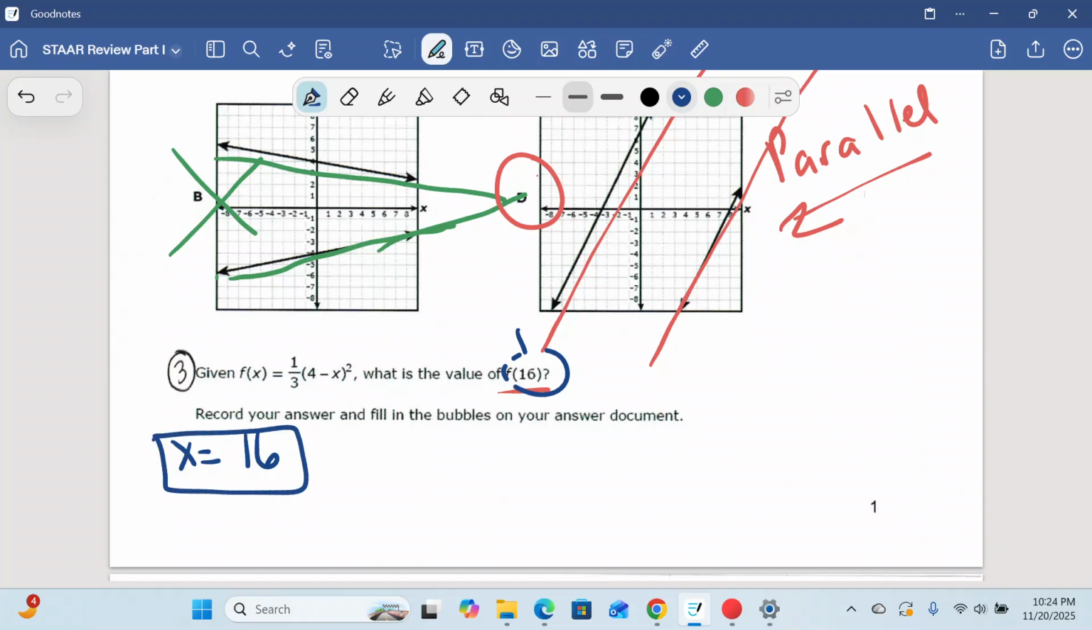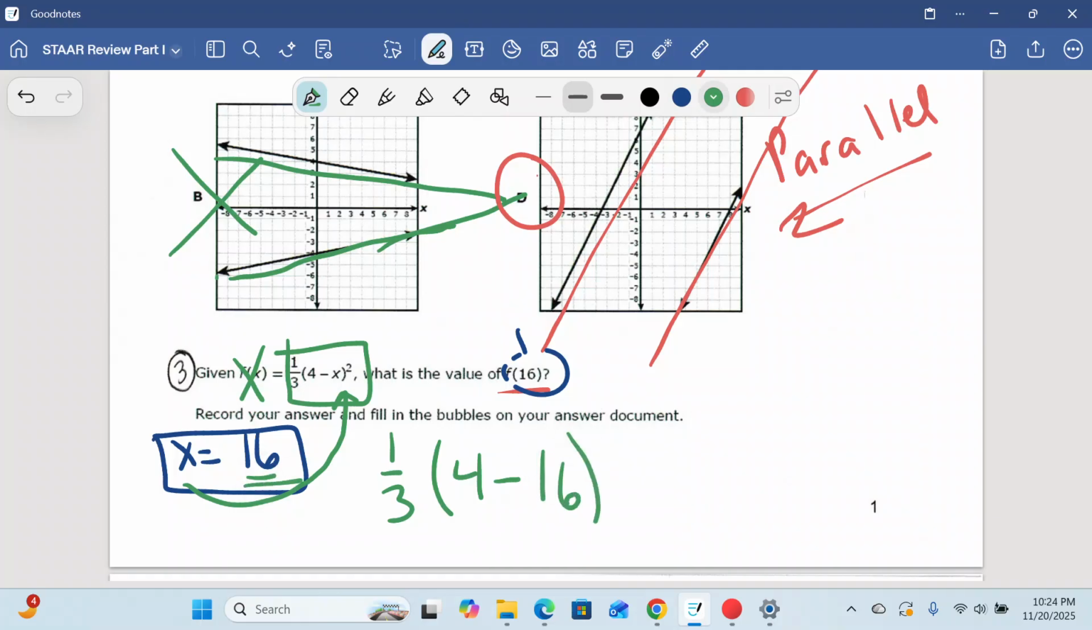So if we look at this equation, the f of x, you don't pay attention to that. All you're going to do is input the x, where it's 16, into Desmos and let Desmos do the work. So the way you would input it is I would do 1/3, and then I open parentheses for 4 minus my x value, and my x value is 16. And then I will go quantity squared, and I have to close my parentheses, and that should give me my value.